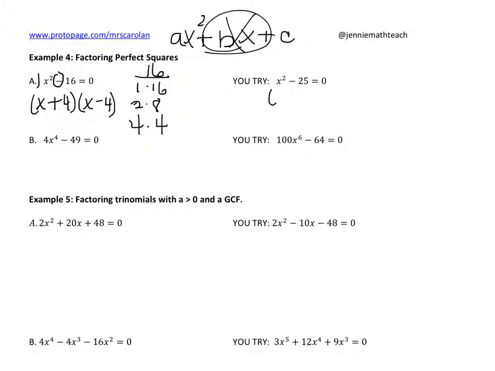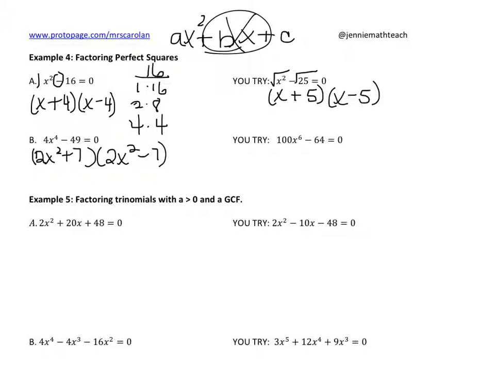That's it. Over here, we'd have x plus 5 and x minus 5. These are perfect squares, which means we're basically taking the square root of the first and second number. So here, the square root of 4x to the fourth is 2x squared, and the square root of 49 is 7. So this is 2x squared plus 7, and 2x squared minus 7. Over here, the square root of 100 is 10, and the square root of x to the 6 is x to the 3rd, and the square root of 64 is 8. So it's 10x to the 3rd minus 8, and 10x to the 3rd plus 8.